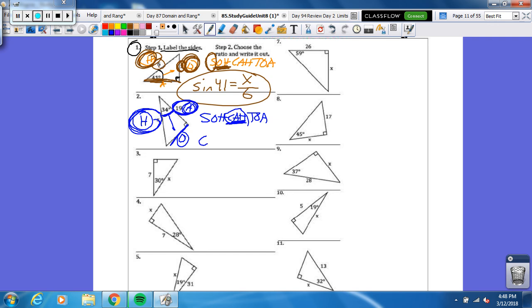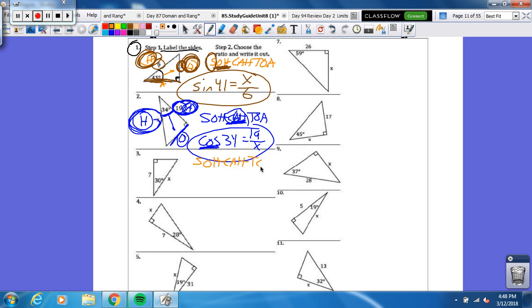Okay. So cosine of 34, and the order matters. Adjacent goes first, so that's 19. Hypotenuse goes second, and so that's going to be x. If I wrote x over 19, that would have been wrong. And if I wrote sine or tangent, that would be wrong too. So you have to do it a specific way every single time. All right, so let's try one more. Then you're on your own.